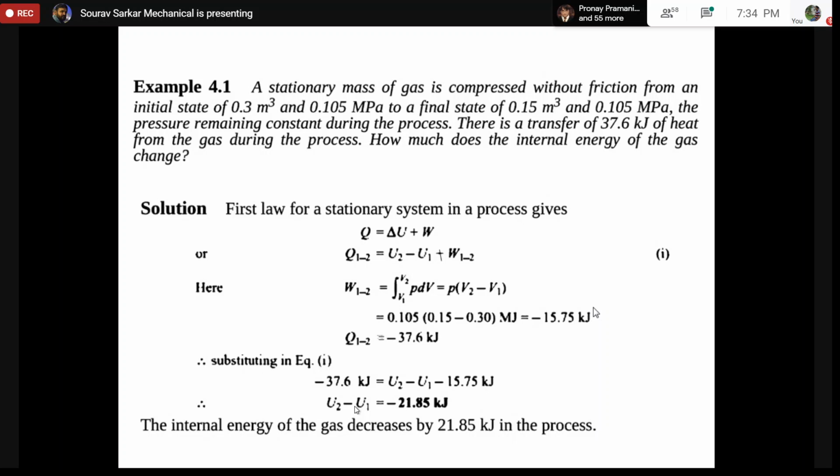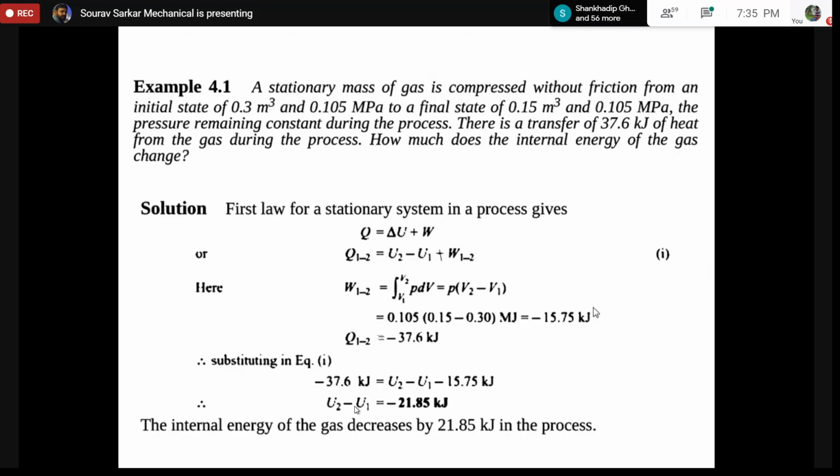And during this process, they also mention the amount of heat transfer, and how much internal energy is going to change. So basically it is talking about heat transfer, and you know the initial and final state. So what will be your change of internal energy? They have mentioned the pressure and the volume in the initial state, and the pressure and the volume in the final state. If I carefully look, I will see the pressure is the same.